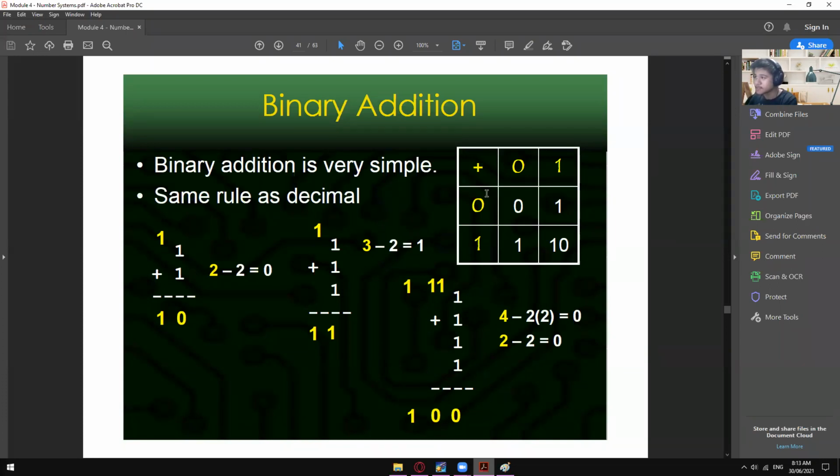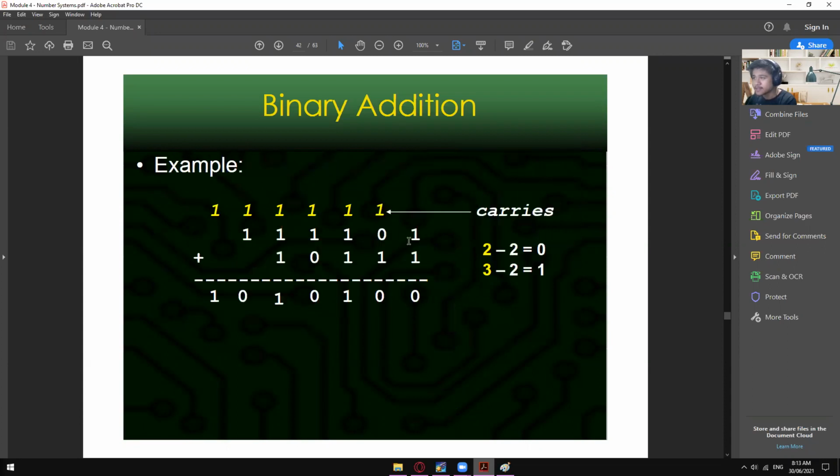Okay. So you can also base it on this table. So 1 plus 1 is 10, 0 plus 0 is 0, 0 plus 1 plus 0 is 1. What else? 0 plus 1 is 1. And yeah, those only. Yeah, so that's it for the binary addition.